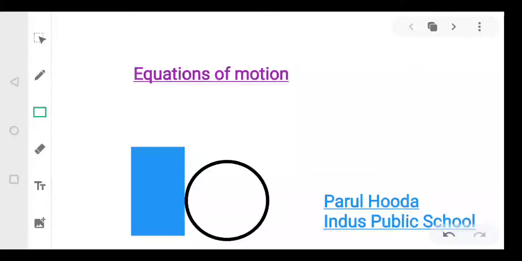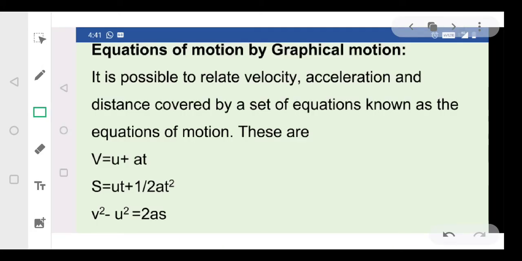Hello my dear students. Today we will be studying about equations of motion, which is the topic of chapter 8, motion. So let us start. There are three equations of motion which we will be studying.